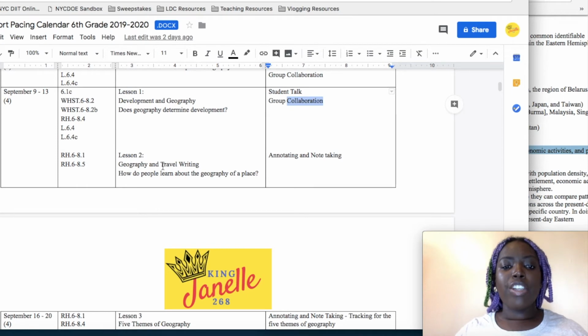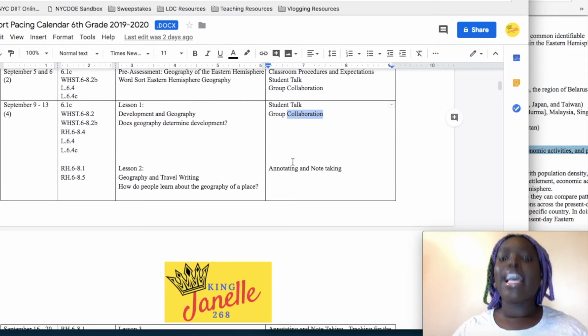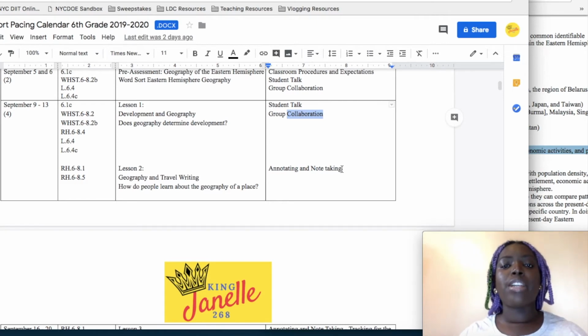Lesson 2 is geography and travel writing. How do people learn about geography of a place? In this lesson, they're going to be reading a nonfiction text, and that is why my skill that I'll be teaching that day is annotating and note-taking. Obviously, if you want to assess, you can assess with the content that they read. What did they read about? You can assess that. But the skill I am teaching is annotating and note-taking.